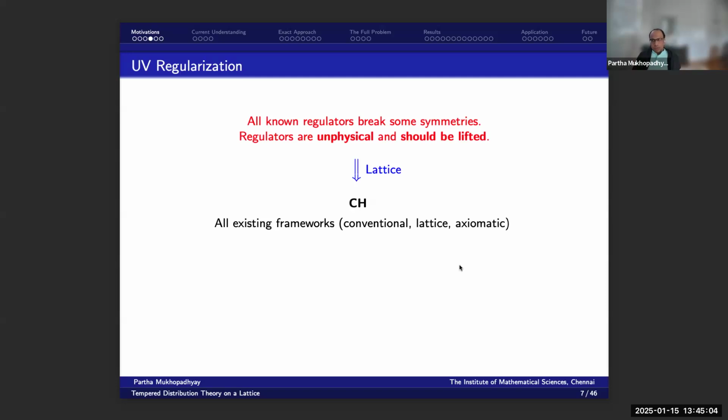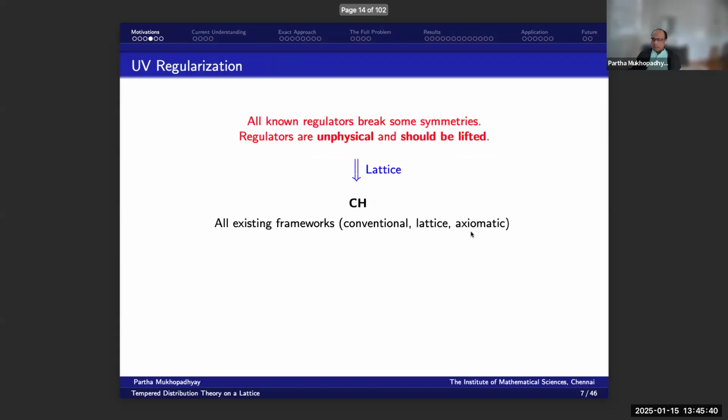And all the conventional existing frameworks, like conventional QFT, which is the perturbative quantum field theory that we regularly use to do particle physics calculations, lattice and axiomatic theories, all of them take the continuum hypothesis as granted. It is based on that hypothesis. If it's an axiomatic theory, then they also start from the very beginning with symmetries.